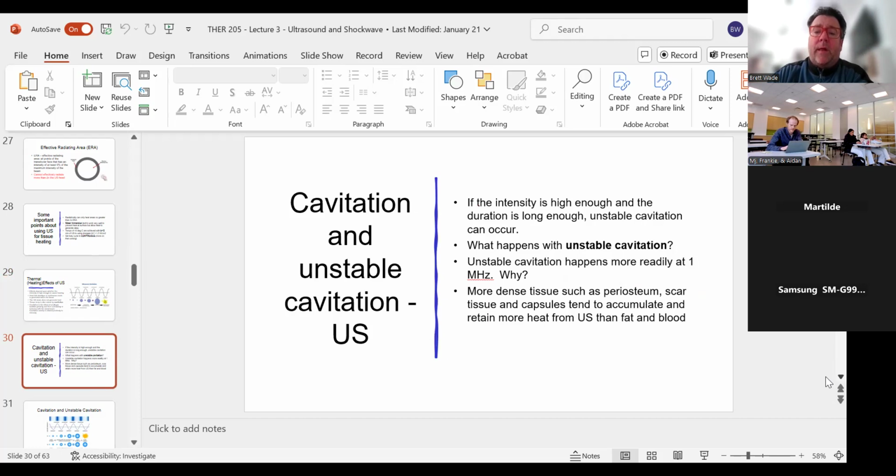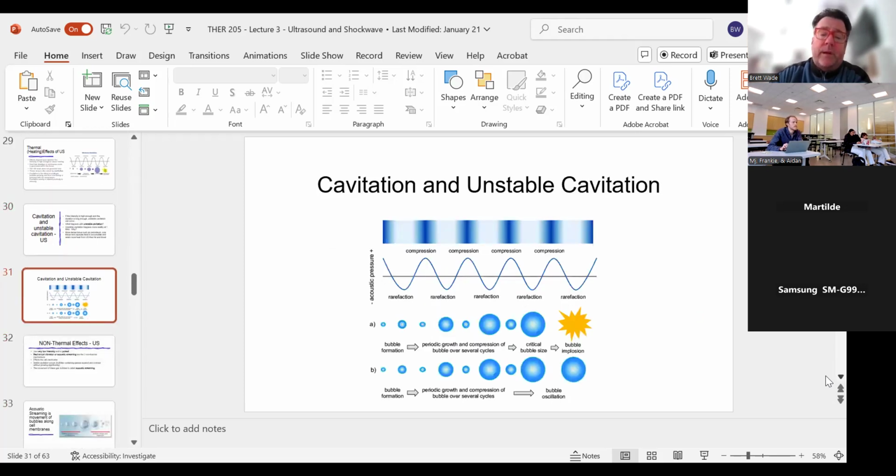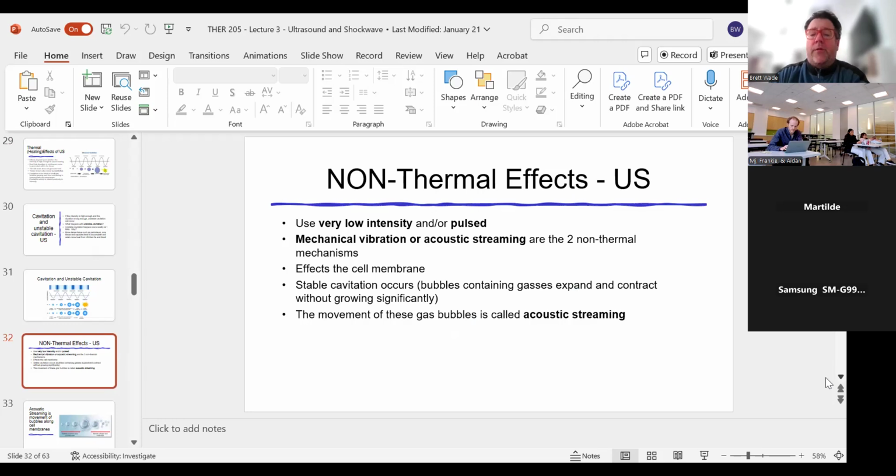Unstable cavitation, we know that's going to occur when we get into the deeper tissues, because there's just a lot more fluid and water in there, so it's more likely to cause this rupture of gas bubbles. We'll also see that in shockwave, we actually want and will create unstable cavitation, but not in ultrasound. We want stable. There are the non-thermal effects.